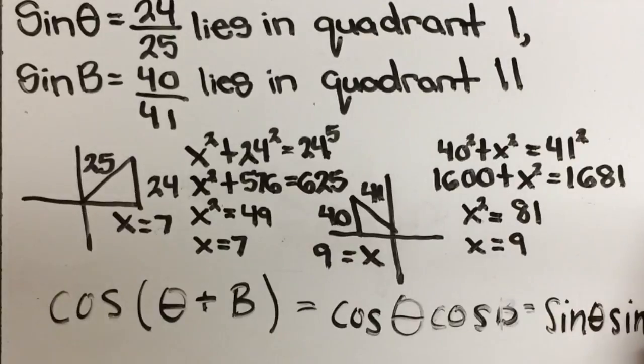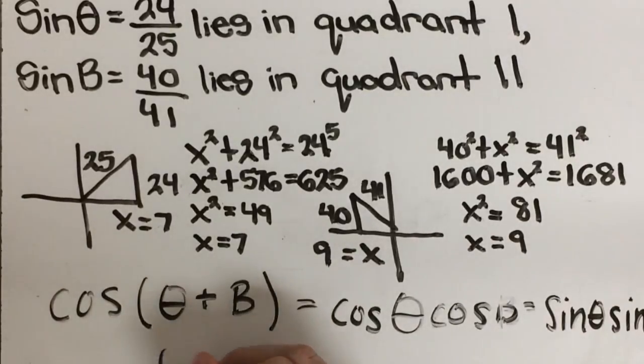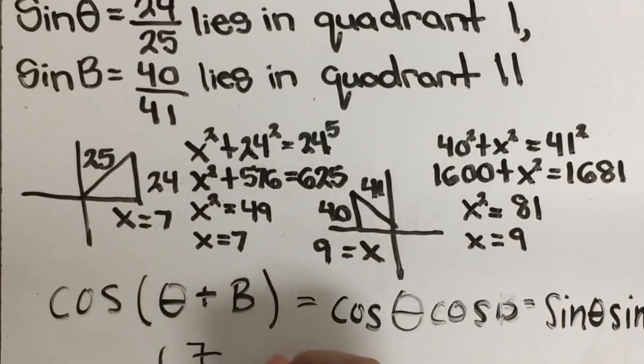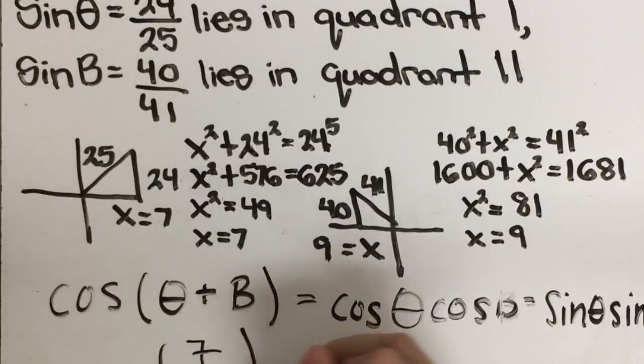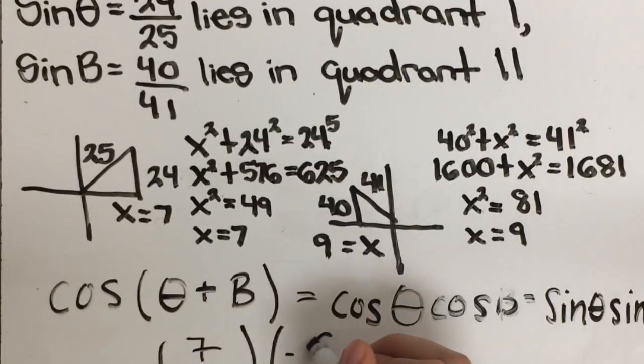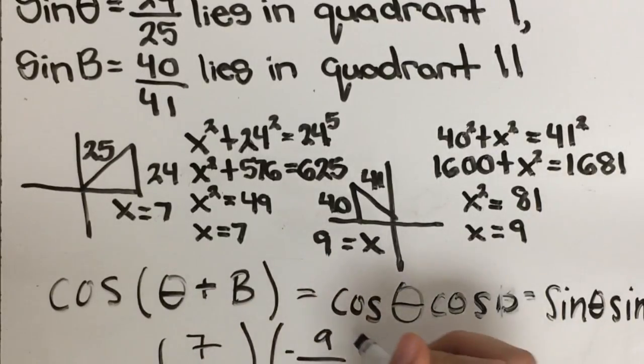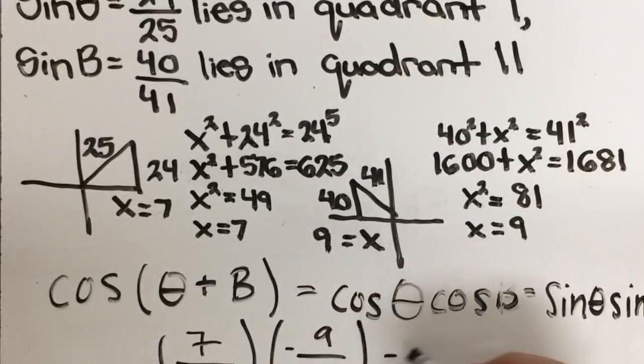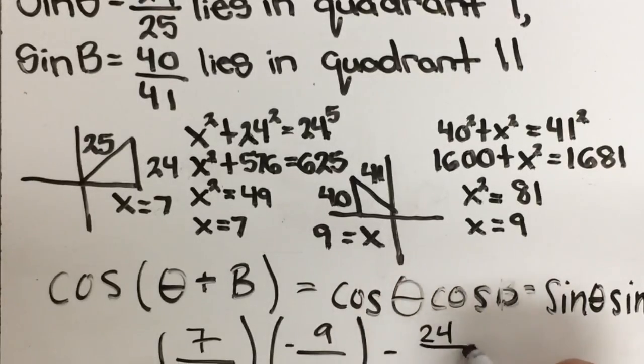On a separate coordinate plane, draw a triangle in quadrant 2. Repeat the steps above to label the triangle. However, the missing angle will be negative. Use the sum and difference formula to find the cosine. Plug in the values and solve.